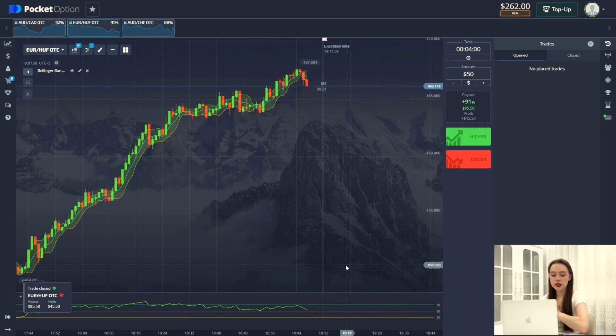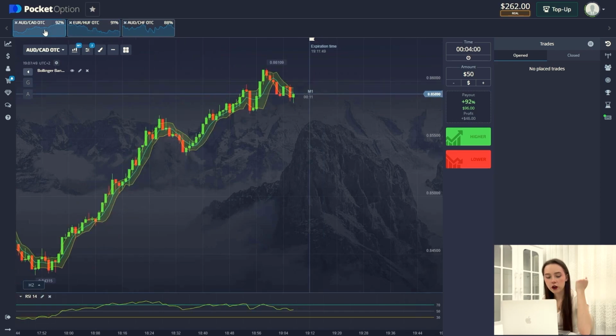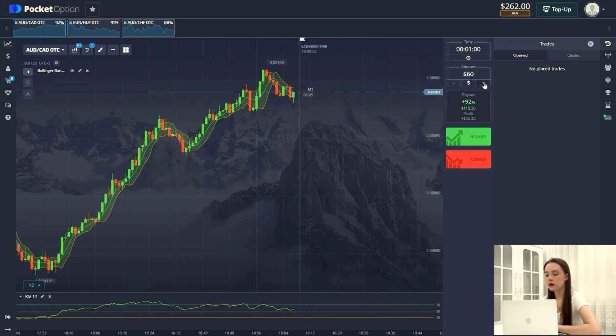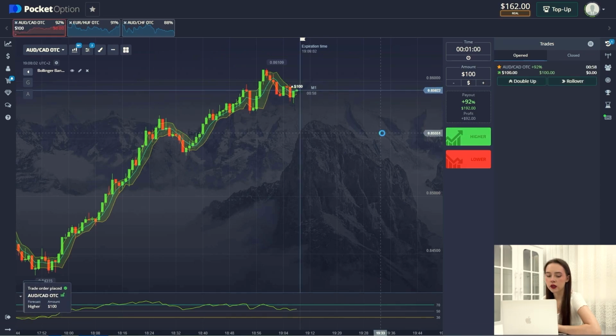Well, traders, the second trade for the day is closed in plus and profit was $45, and we're moving on to our last currency pair for today. Very good currency pair, but before trading on it, I want to reduce my time frame to 1 minute, but also increase the value of the deal. And of course, in this case, we'll open a deal on the price increase.